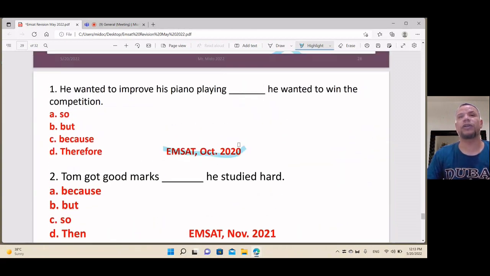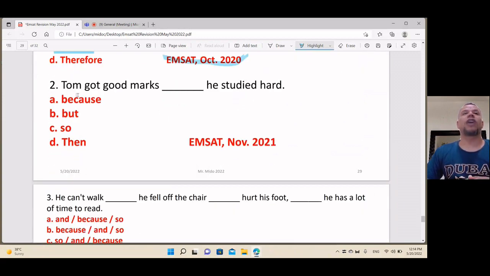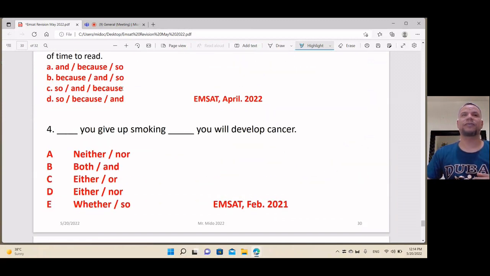And EmSAT October 2020: he wanted to improve his piano playing. He wanted to win the competition. So he wanted to improve his piano playing. Why? He wanted to win the competition because he wanted to win. Okay? Tom got good marks. He studied hard. Tom got good marks because he studied hard. EmSAT November 2021. So because he studied hard, he got good marks.